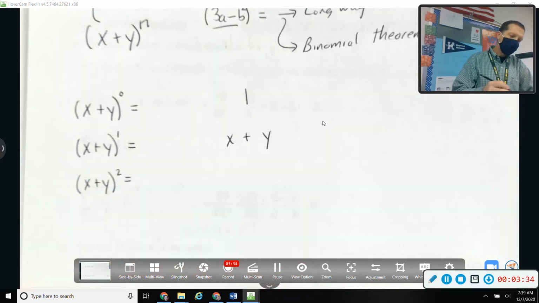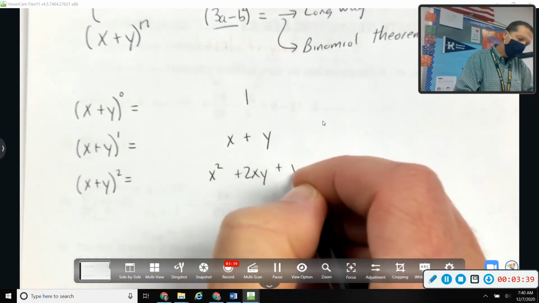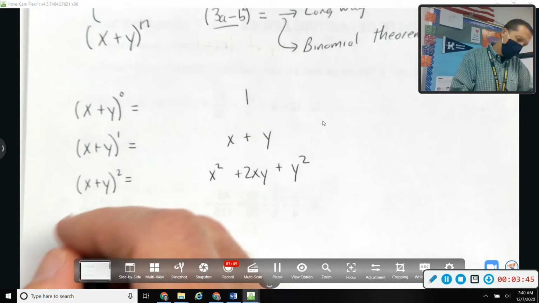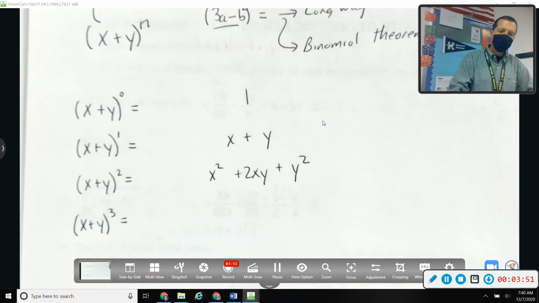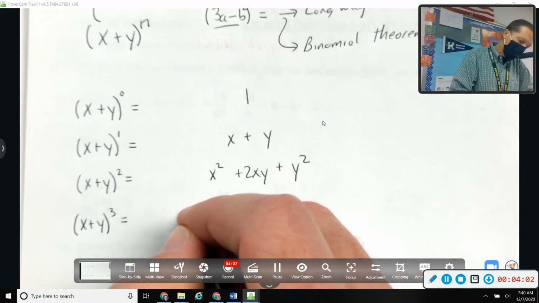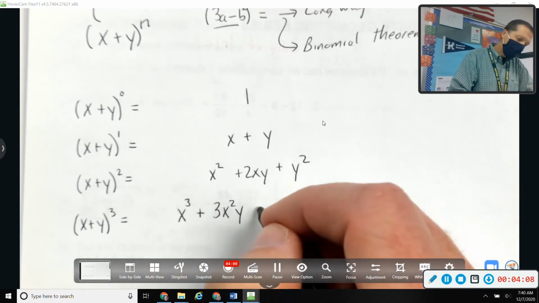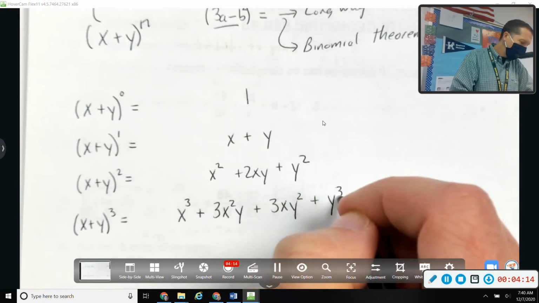x plus y squared, we just did that one a couple minutes ago. x squared plus 2xy plus y squared. x plus y cubed. Probably should have made that a warm-up because you could do that. Just take a few minutes to multiply it all out. But you can trust me for now. It's x cubed plus 3x squared y plus 3xy squared plus y cubed.